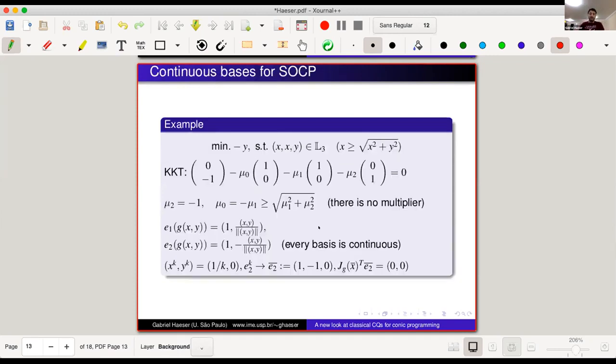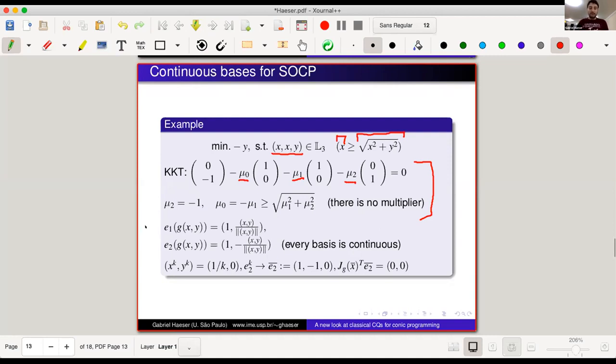Another example here is for the second order cone. This is a linear problem without a KKT multiplier, so this is a problem with a duality gap. The constraint here is this three-dimensional second order cone. Remember, the constraint is that the first component is larger than or equal to the norm of the remaining components. And here you can see that there is no Lagrange multiplier. It's simple to check this. Remember, the Lagrange multiplier must also be in the cone. So this vector must be in the second order cone, and it does not hold here.